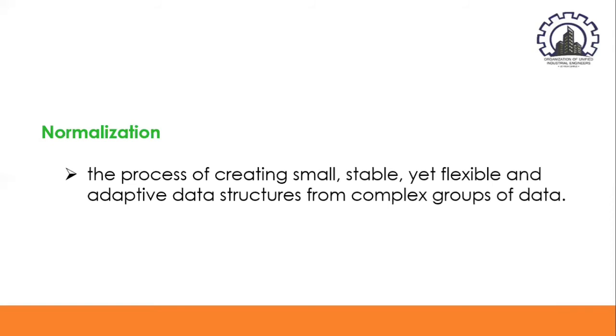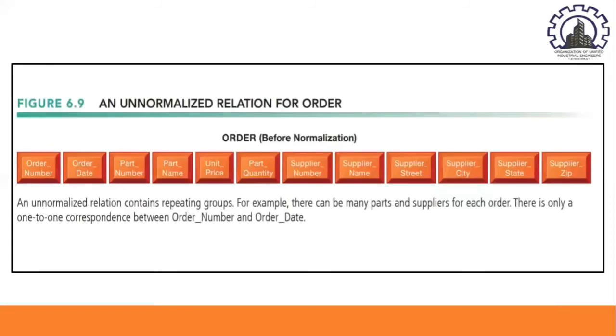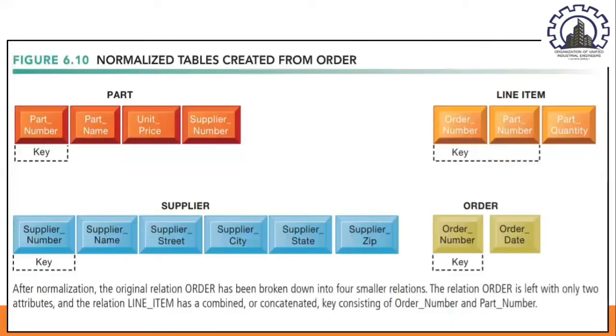Now, as you can see in figure 6.9, it illustrates an unnormalized relation, order, correct? Now, as you can see, this relation contains repeating groups. For example, there can be many parts and suppliers for each order. So there is only a one-to-one correspondence between order number and order date. On the other hand, as you can see in figure 6.10, it illustrates normalized tables created from order, right? And after normalization, the original relation order has been broken down into 4 smaller relations.